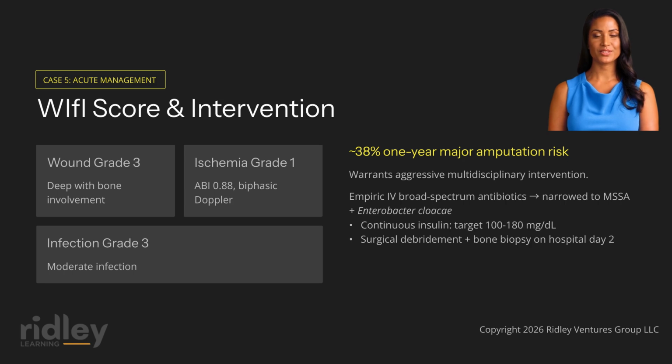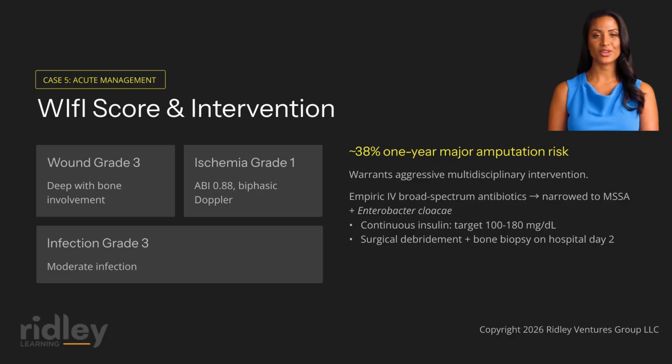Inpatient management begins with empiric intravenous broad-spectrum antibiotics covering gram-positive cocci, gram-negative bacilli, and anaerobes, pending wound culture results. Blood glucose management follows the ADA 2026 standards of care for inpatient settings, with a continuous insulin infusion protocol targeting blood glucose maintenance between 100 and 180 mg per deciliter throughout the acute treatment phase.